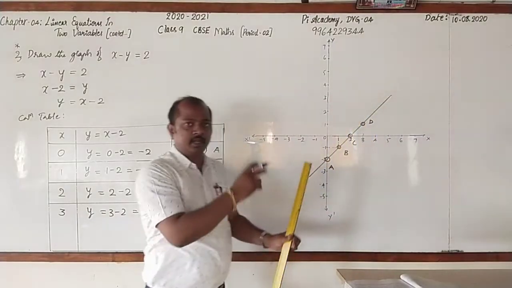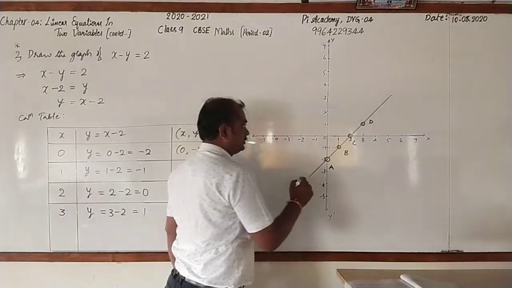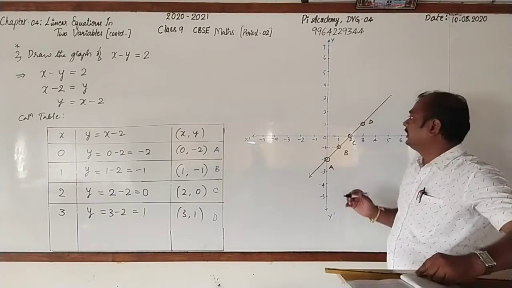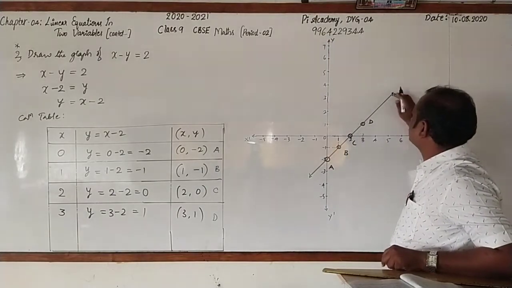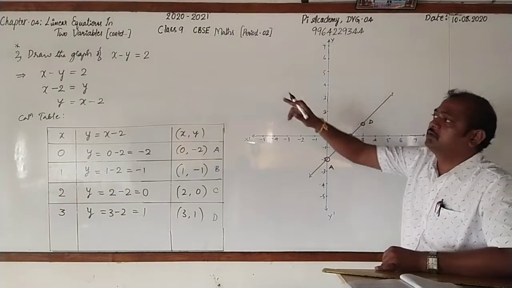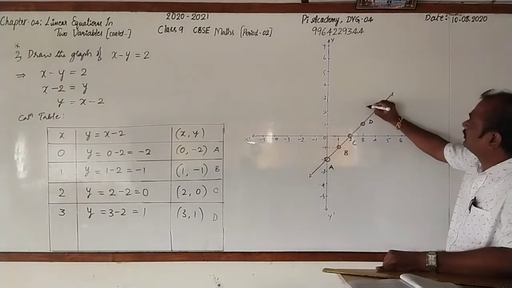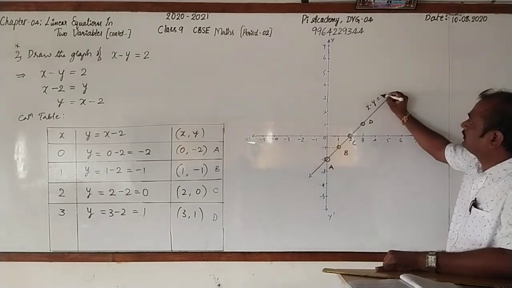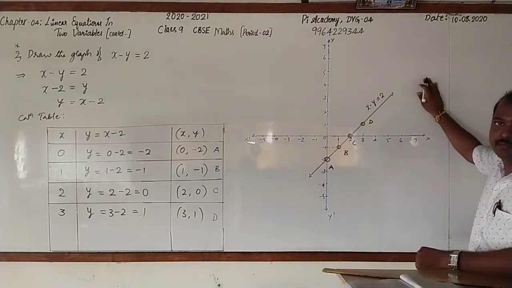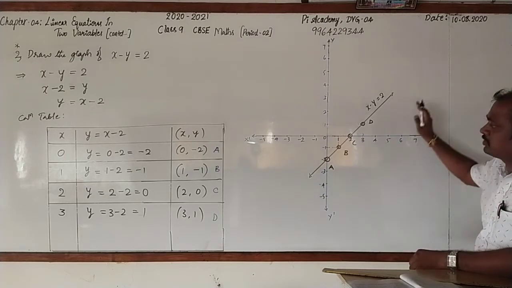Take scale and pencil and draw the line like this. Hope that you have done. Next, show the arrow marks on either side. And we all know that this is the graph of the equation x minus y equal to 2. What is the nature of the graph? Yes, it is a straight line.